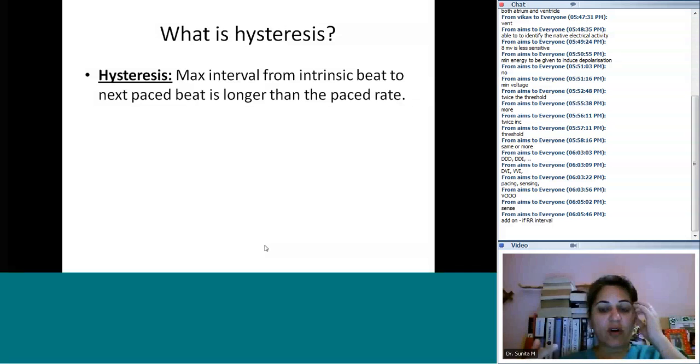So you're right, it is an add-on. Say his paced rate is set at 80. Now he gets an intrinsic beat, his own beat comes. Then instead of giving him a paced rate at 80, you wait a little bit and give him the paced rate. So what is the advantage of hysteresis? Why are you saying if he gets his own intrinsic beat, I will wait a little bit before I pace him? What is the whole point of that?